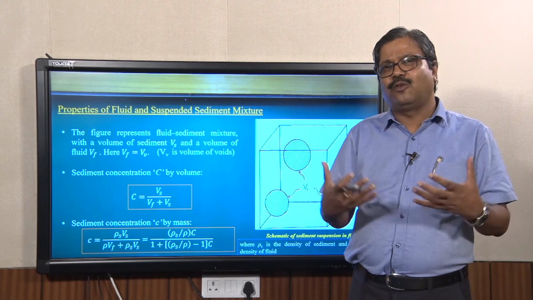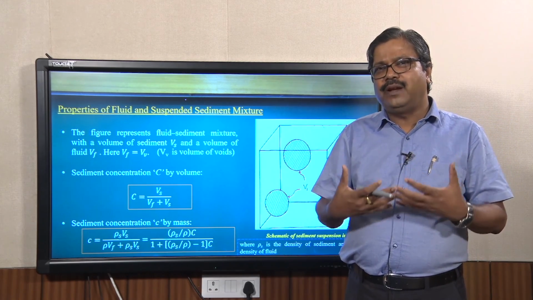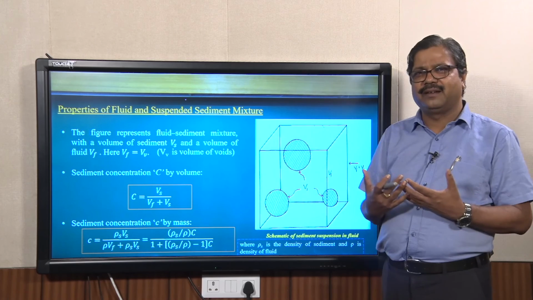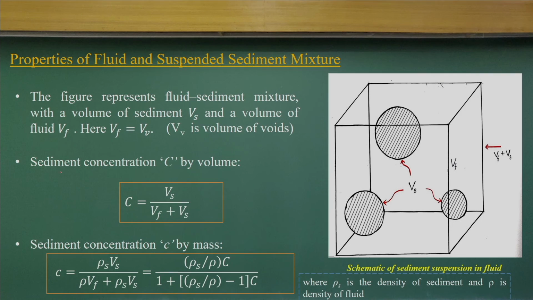Mostly we try to understand how these fluid-sediment mixtures behave. Like the last class I discussed, and I am repeating it, the sediment concentration is a very simple concept. If you take a control volume, where Vs is the volume of the sediment particles and Vf is the volume of the fluid, the total volume of the control volume will be Vf plus Vs. It's very easy. The sediment concentration by volume will be C equals Vs divided by Vf plus Vs. So as the sediment volume Vs increases, C will increase.